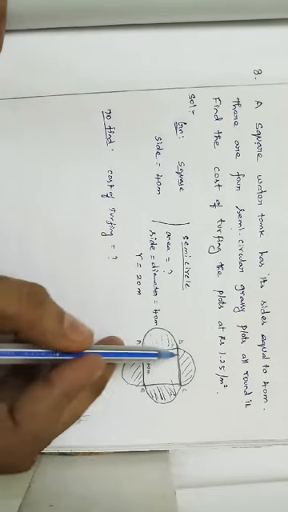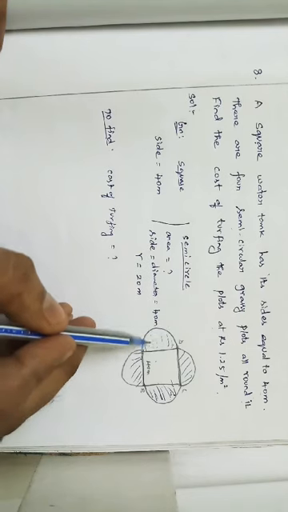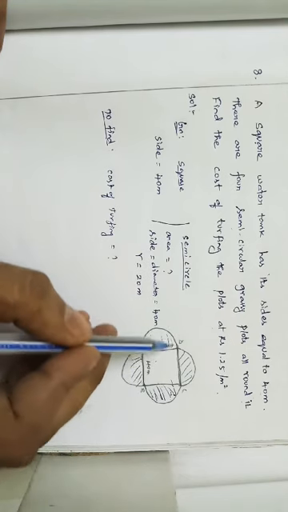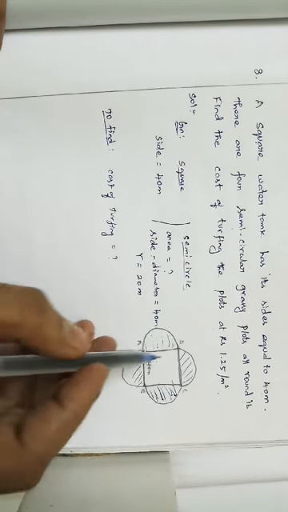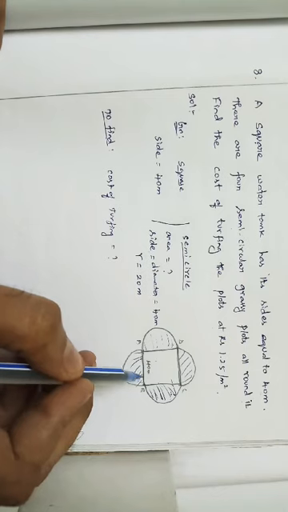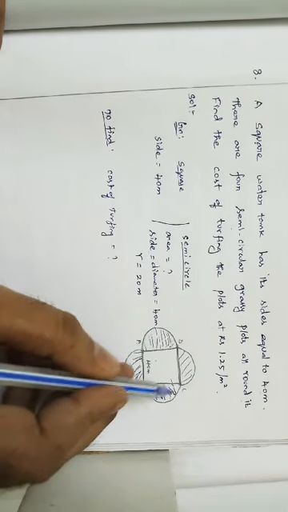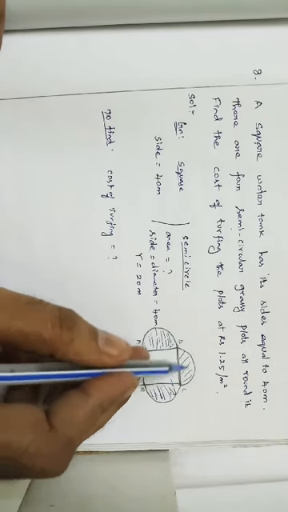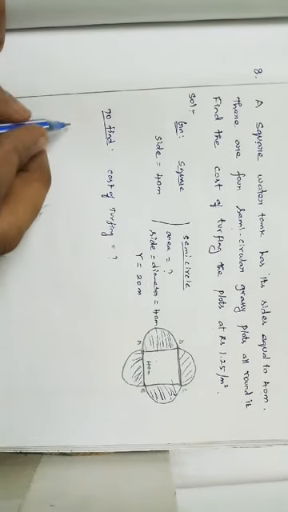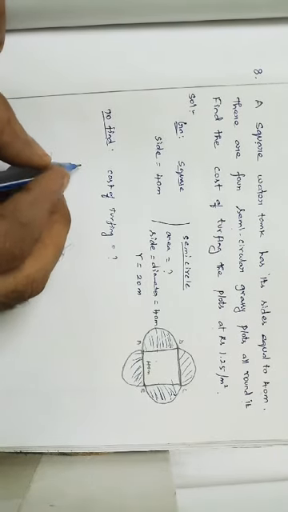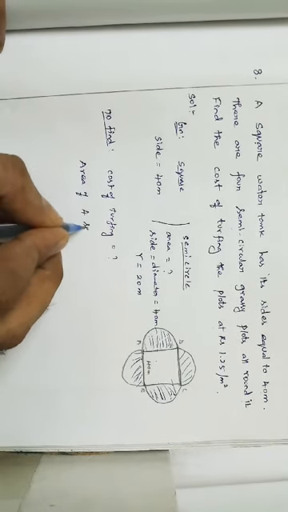A square water tank is there, and they are putting grassy plats all round it. That is nothing but putting grassy plats over the semicircles alone. So we want to calculate the area of 4 semicircles alone, because there only they are putting grassy plats. So we want to find the area of 4 semicircles.